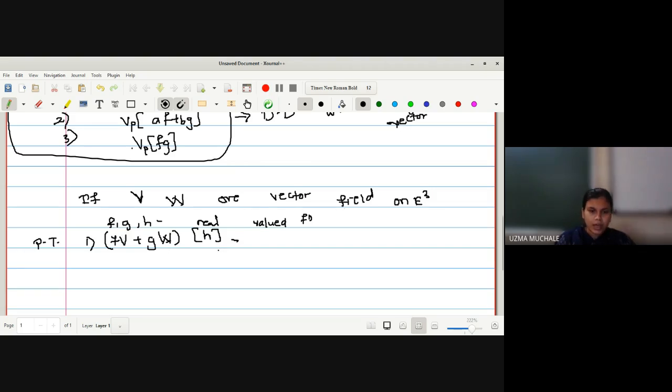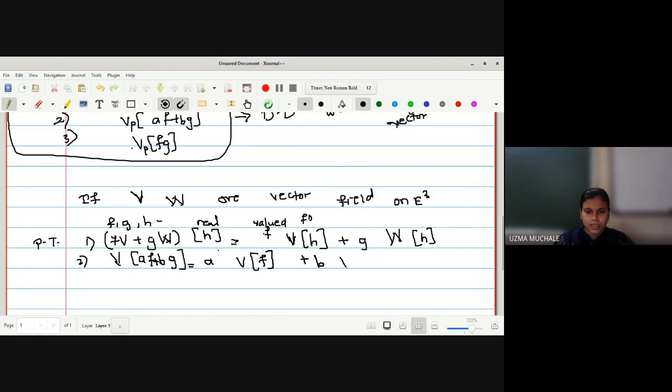So here we have to prove the first property: f as it is, directional derivative of the function h with respect to the vector field V, plus g as it is, directional derivative of the function h with respect to the vector field W. Next property is af plus bg. af plus bg, the two real valued functions, a and b are scalars, V is a vector field. So how to evaluate this one? a as it is, directional derivative of function f with respect to the vector field V, plus b as it is, directional derivative of function g with respect to the vector field V.